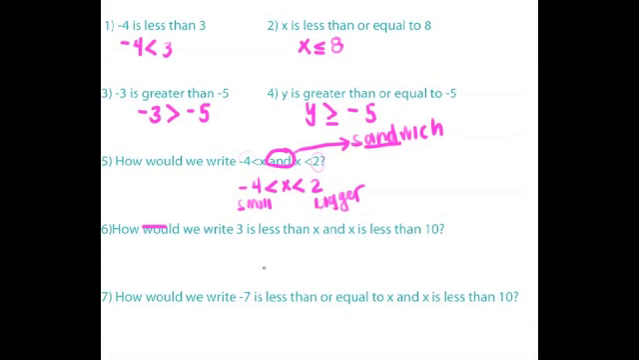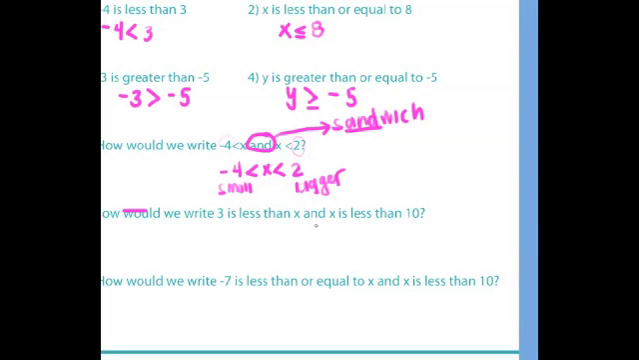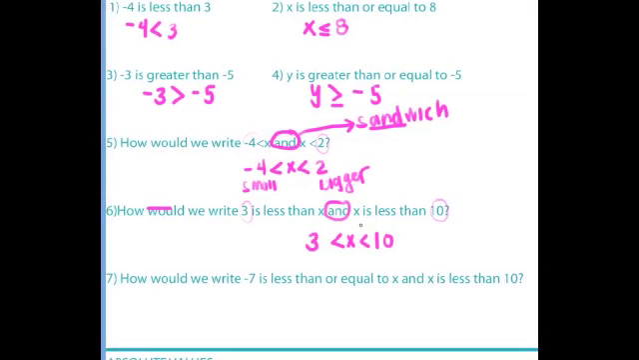How would we write -3 is less than x and, so I'm going to circle the and so I know it's a sandwich. Once I see that and, I'm going to put it like that. X is less than 10. So here's my two numbers. I have -3. I have 10. The smaller number out of these two is -3, so I put that on the left side. Bigger number is 10. Put that on the right side. And that's it. Okay? Alright.